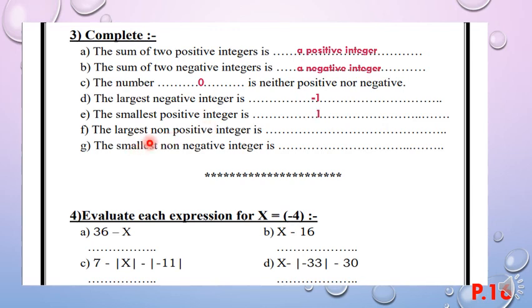The largest non-positive integer is 0. The smallest non-negative integer is 0.